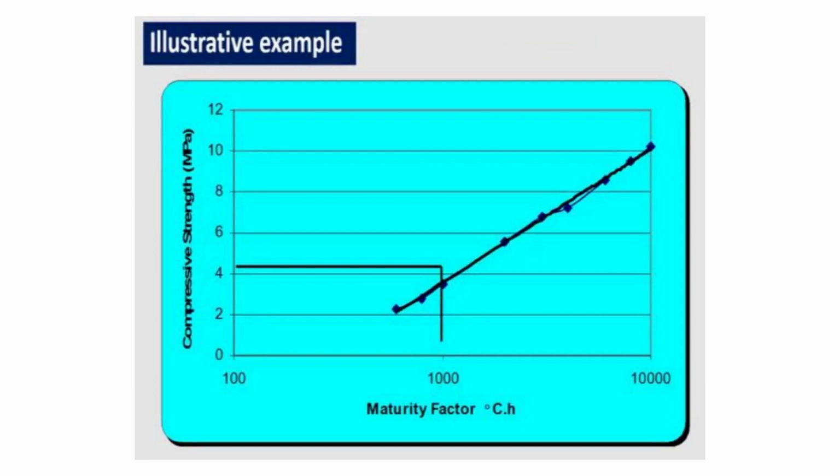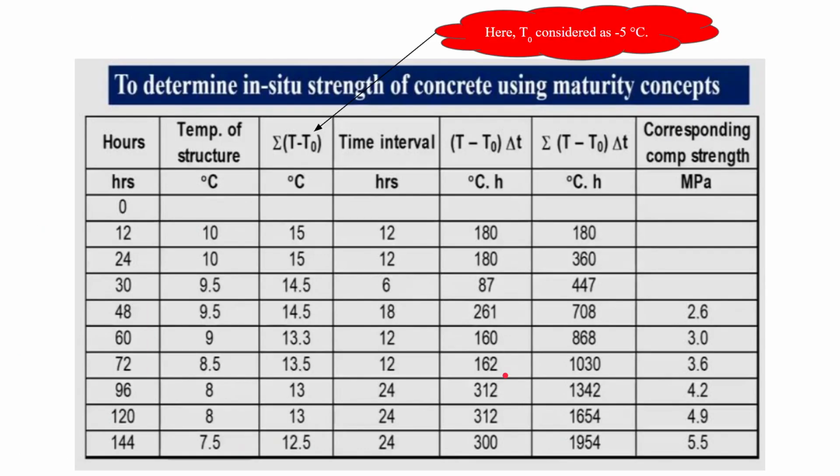As you can see here, it is a plot between the compressive strength in megapascal with respect to the maturity factor in terms of degree centigrade hours. We can see it is almost a straight line, linearly increasing. Around 1000 maturity it is around 3.5, and around 10,000 it is around 10 megapascal. So like this also we can find the relation between compressive strength and maturity factor.